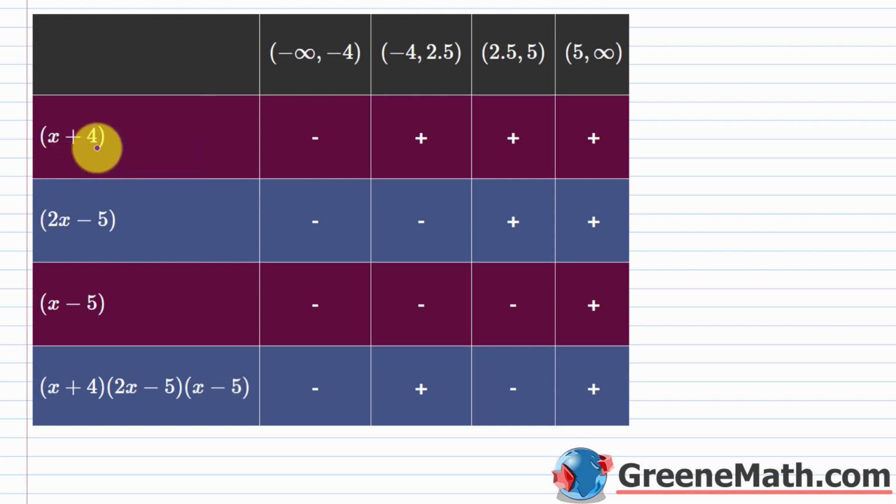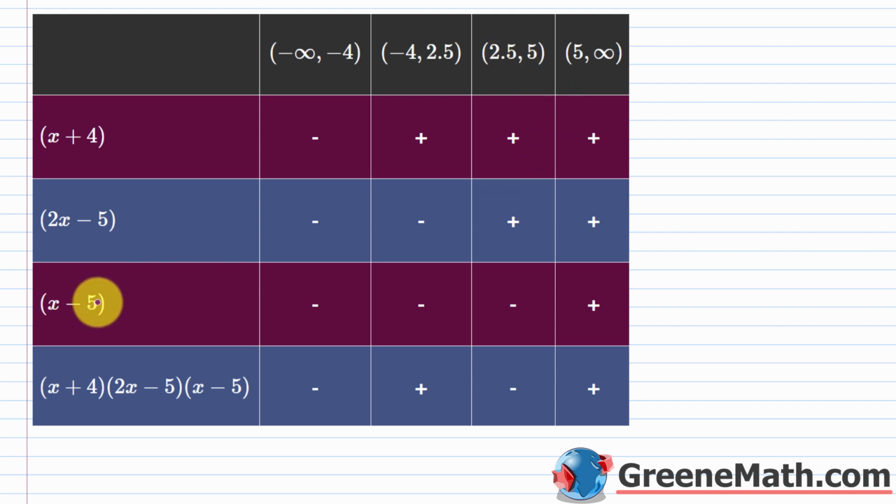So this guy right here, this x plus 4, would be negative here, positive, positive, positive, because it would be positive for any x value where we're greater than -4. Then 2x minus 5, that would be negative here and here, and then positive here and here, because that would be positive for any x value that's greater than 2.5.